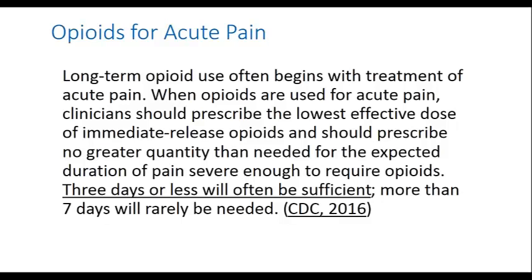Let me read this from the ACOM opioid guideline. Long-term opioid use often begins with treatment of acute pain. When opioids are used for acute pain, clinicians should prescribe the lowest effective dose of immediate release opioids and should prescribe no greater quantity than needed for the expected duration of pain severe enough to require opioids. 3 days or less will often be sufficient. More than 7 days will rarely be needed. As noted in the ACOM guideline quoted here, the Centers for Disease Control has found that 3 days or less of opioid use is often sufficient.